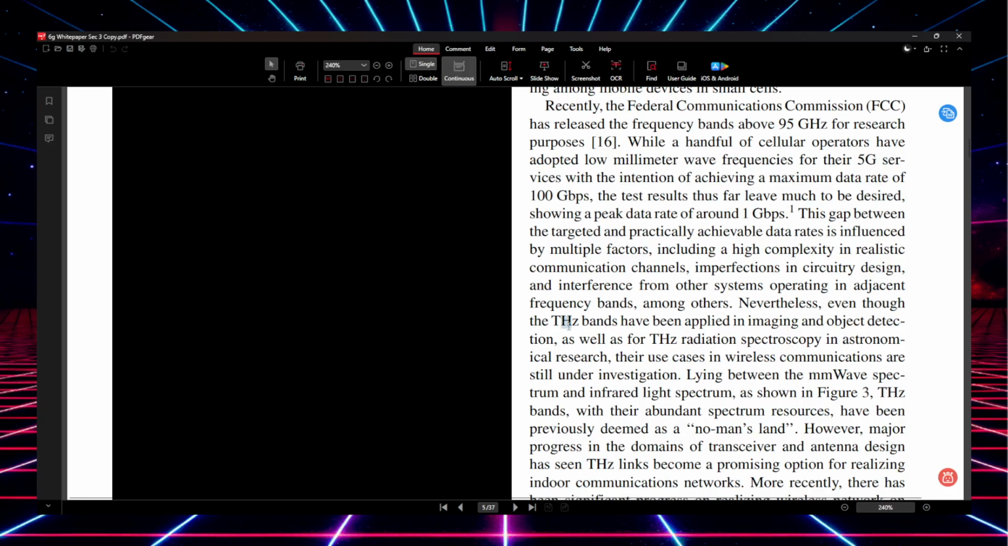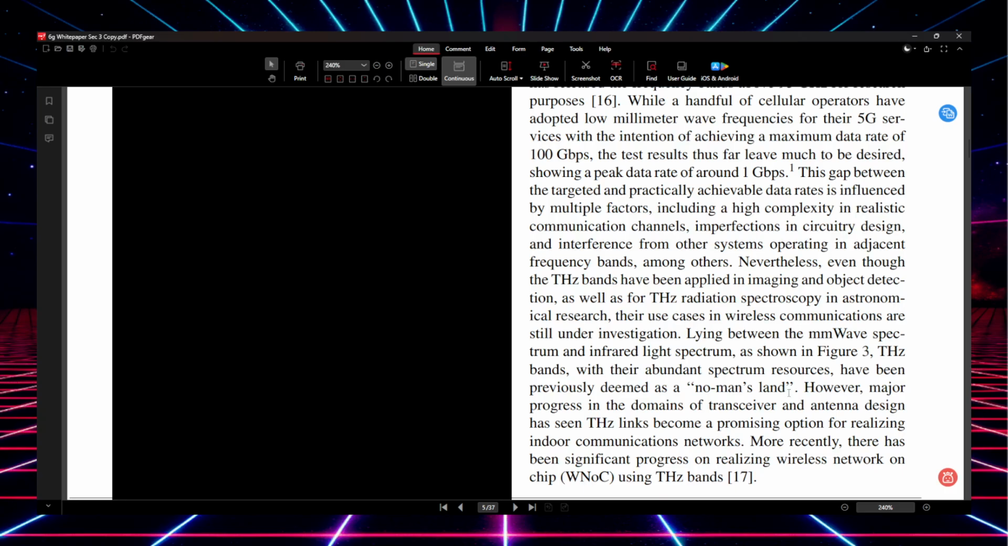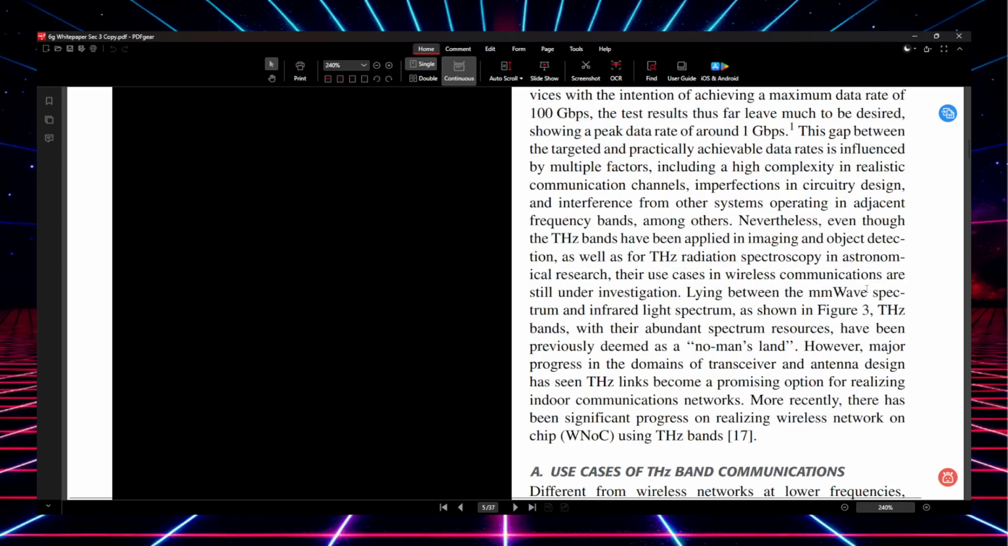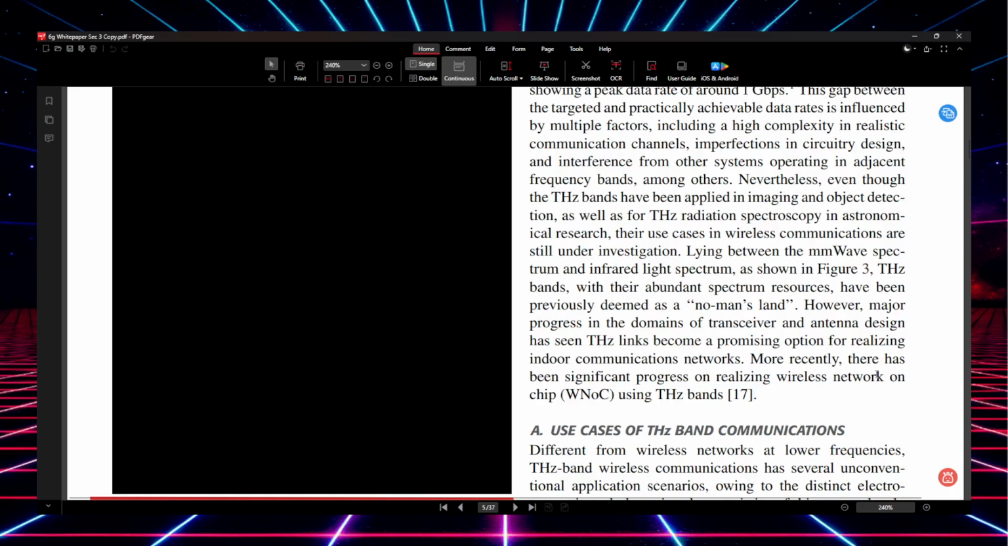Nevertheless, even though the terahertz bands have been applied in imaging and object detection, as well as for terahertz radiation spectroscopy and astronomical research, their use cases in wireless communications are still under investigation. Lying between the millimeter wave spectrum and infrared light spectrum, as shown in Figure 3, which is what we looked at the beginning of the video, terahertz bands with their abundant spectrum resources have been previously deemed as no man's land. However, major progress in the domains of transceiver and antenna design has seen terahertz links become a promising option for realizing indoor communications networks.